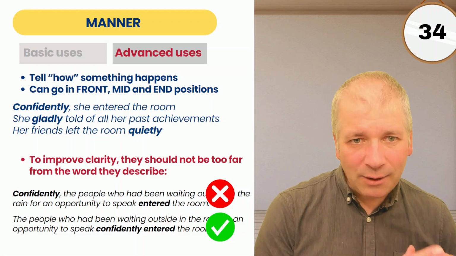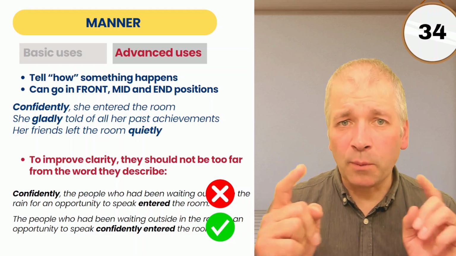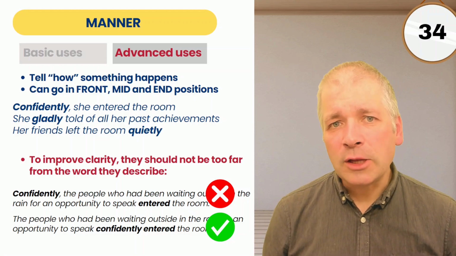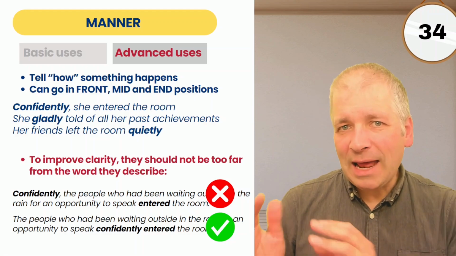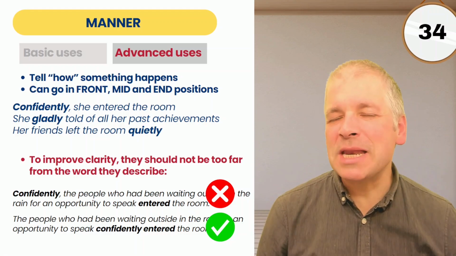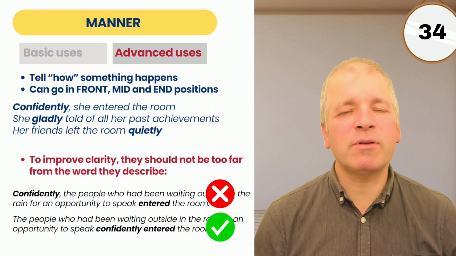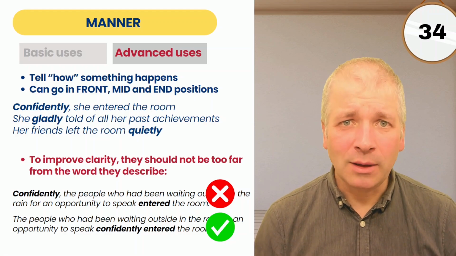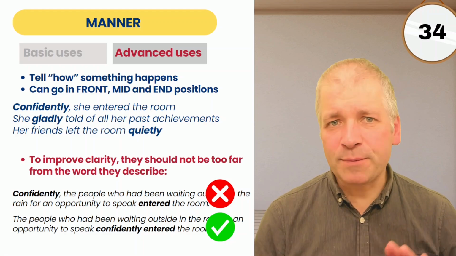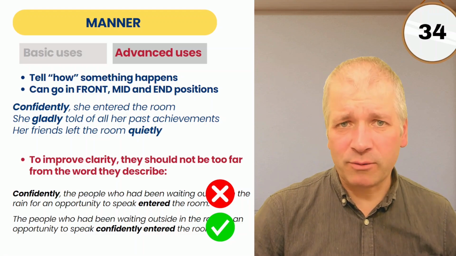Why? Because the adverb and the word it describes are close together. The problem with the first one is that confidently is so far from entered that you may have forgotten that entered is being modified by an adverb by the time you get there, because there have been so many words in between. And therefore the clarity, the coherence of the sentence doesn't work as well. So it's best to bear this in mind. If you are thinking about how to position your adverbs of manner, try to make sure they don't come too far from the word which is being described.